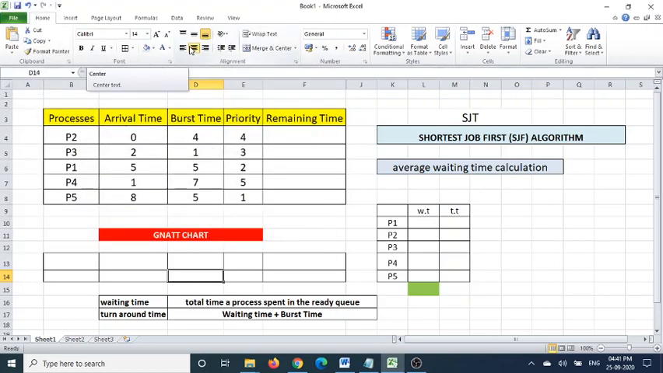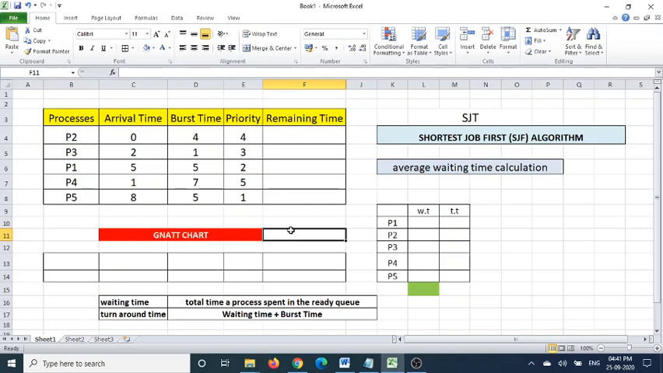Hello everybody. In this video, we are going to see shortest job first scheduling algorithm. As part of this, I'm going to use this data, which is having 5 processes, and it is having details about the arrival time, and it is having burst time, priority details, and the remaining time is there. The column is empty. I'm not going to use that one.